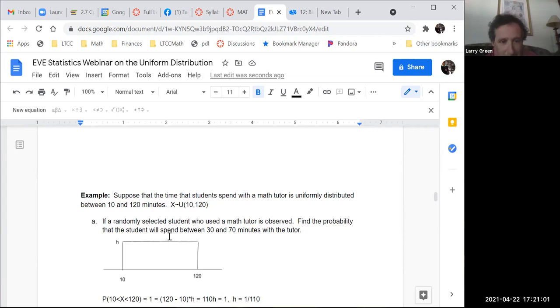If I said that we have a uniform distribution between 10 and 120, and I asked you what the average amount of time, which is the mean, people spend in the math lab with math tutor, how would you find the average? That'd be right in the middle. Do you agree? How do you find this middle number between 10 and 120? What do you do? How do you find the average?